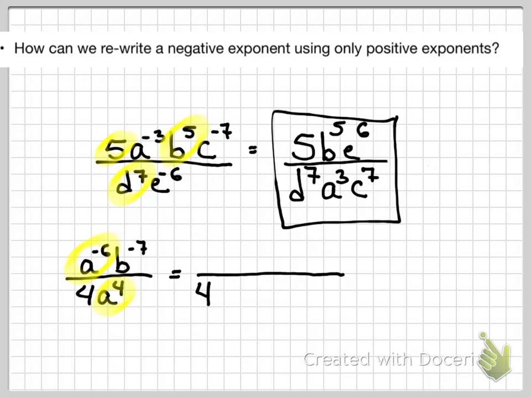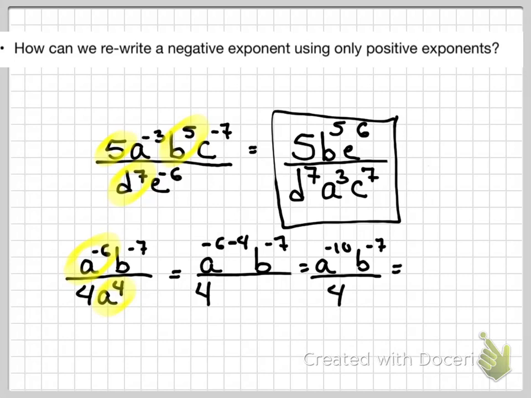So what I'm going to do is apply the quotient rule with these two a's. Remember, the quotient rule says that we subtract exponents when we divide. So we're going to get a to the negative 6 minus 4, and then b to the negative 7th is still there. Notice I'm not addressing the fact that I have negative exponents yet. I'm first applying the product, quotient, or power rule as appropriate before I change or bother with the negative exponents. So negative 6 minus 4 is negative 10. Then I have b to the negative 7th power, and then I have 4 in the denominator.